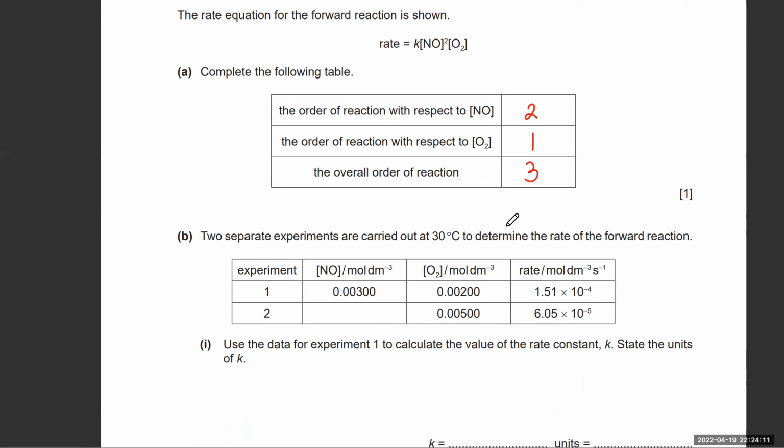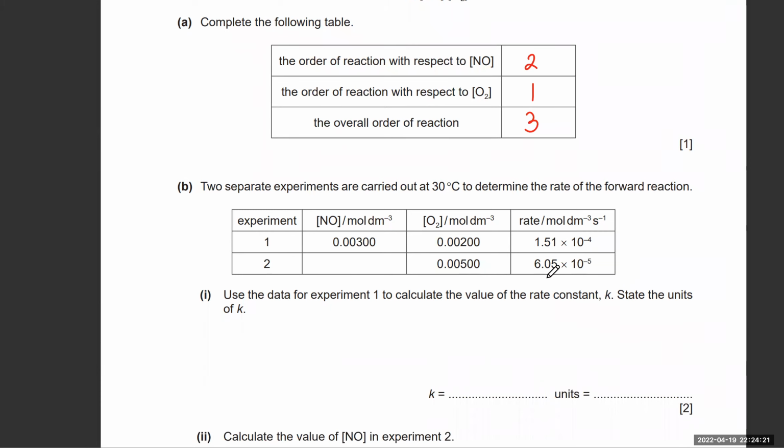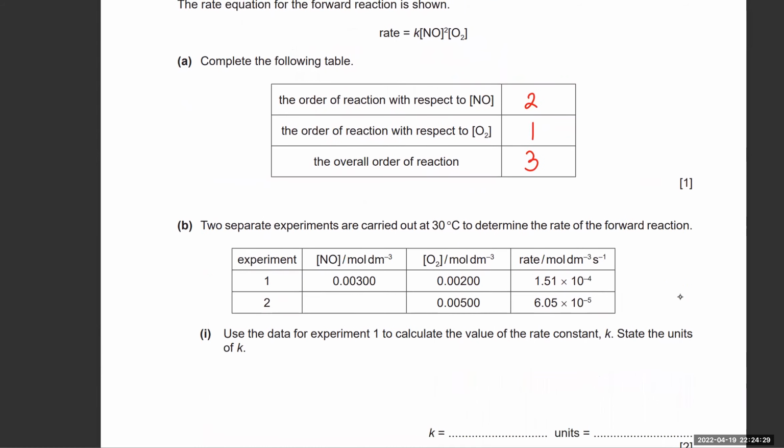Two experiments are carried out at 30 centigrade to determine the rate of the forward reaction. And these are the two experiments. Use data for experiment 1 to calculate the value of the rate constant K. So can somebody help me and try and calculate? We already know what the rate equation is that's given above. That's rate is equal to K times NO squared, and O2 is power 1. Plug in the value for experiment number 1, and that's what they're asking for, and find the value of K.